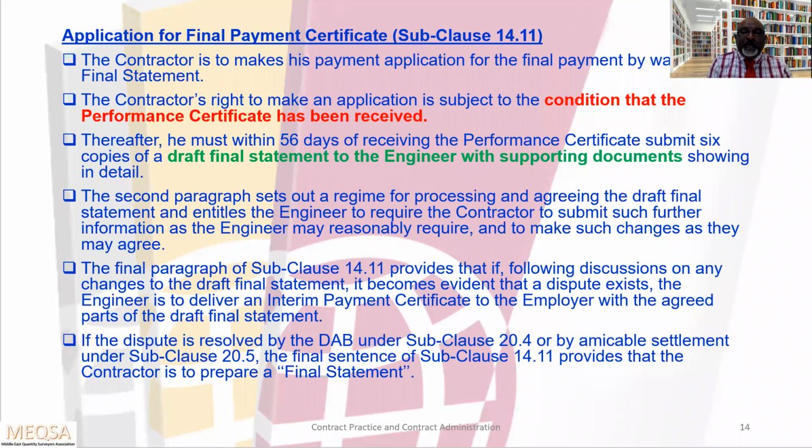So is there any dispute? Everything is perfect and the engineer is also satisfied as per what the contractor submitted. So the contractor will submit the final statement. If there is any dispute, if both parties cannot agree, they have to follow the DAB as per Clause 20, and the engineer will issue the interim payment because there is a dispute, so he cannot issue the final. So he will issue the interim payment.